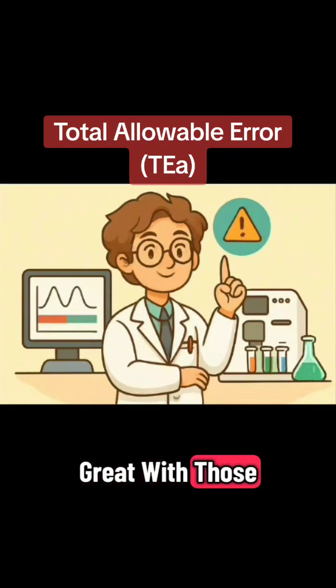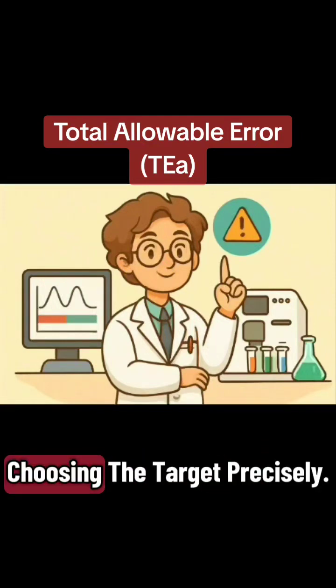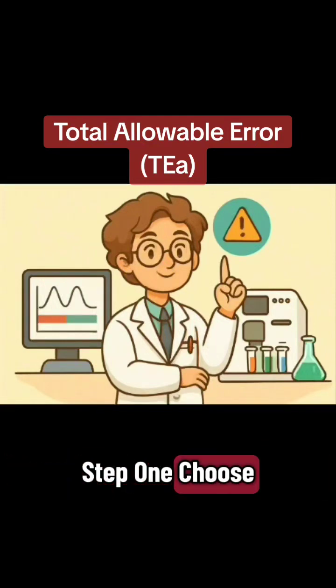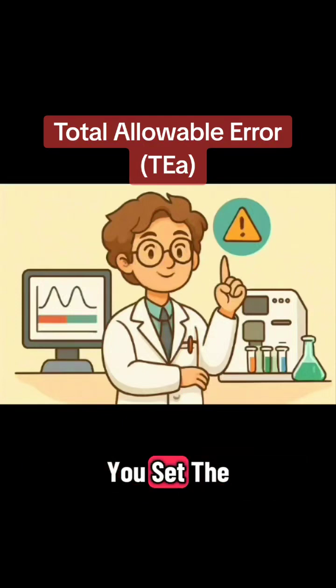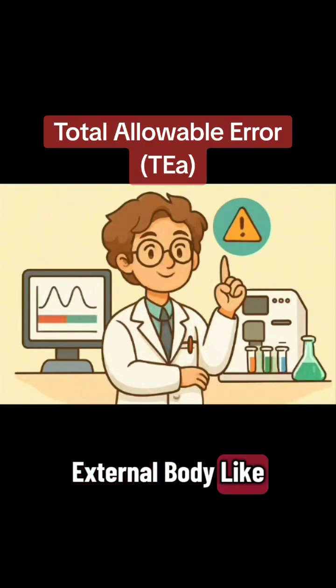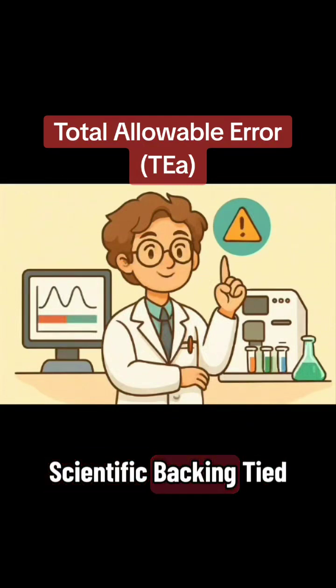Okay, great. With those benchmarks in mind, let's get practical. Let's walk through those 4 steps. Step 1 is choosing the target. Precisely. Step 1. Choose the appropriate TEa. Before you even run a single sample, you have to define what's acceptable. You set the goalposts first. You have to. And ideally, use sources from an external body like CLIA or RiliBÄK, because those limits have a strong scientific backing tied to clinical outcomes.